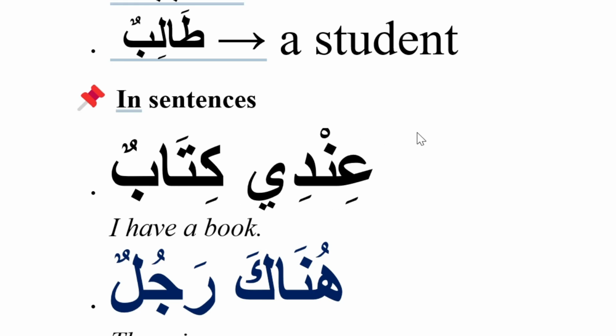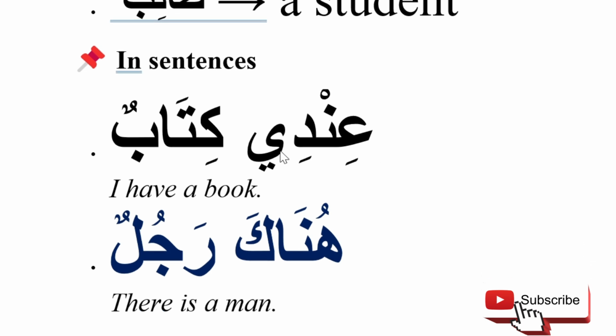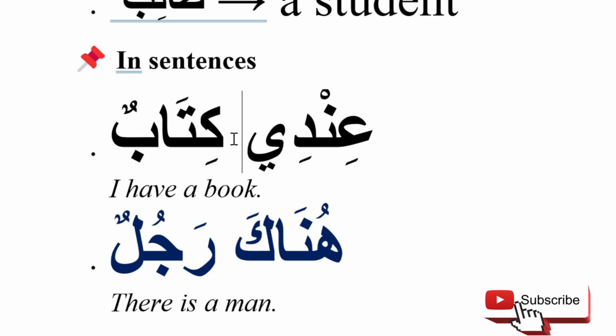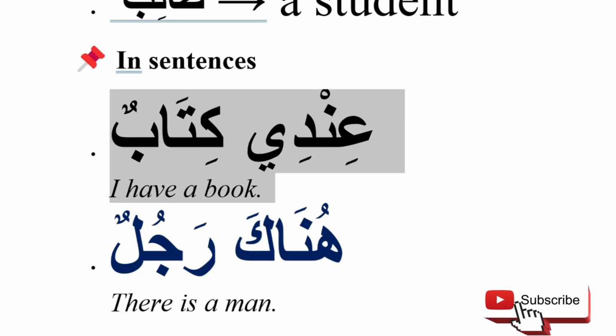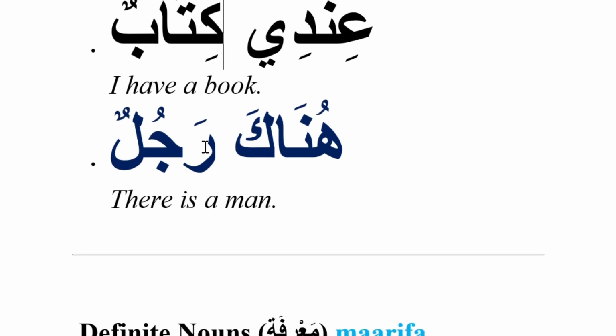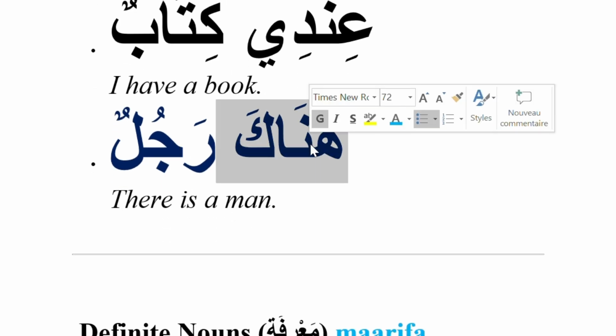For example, عندي كتاب, I have a book. Not a specific book, just a book. We don't know, a random book. So كتاب here has no alif and lam, and also has tanween at the end. كتاب.